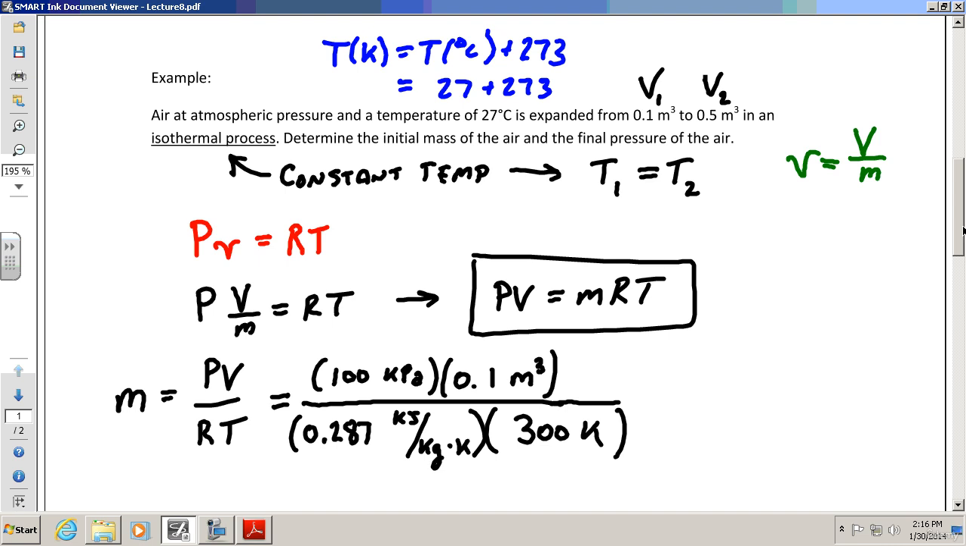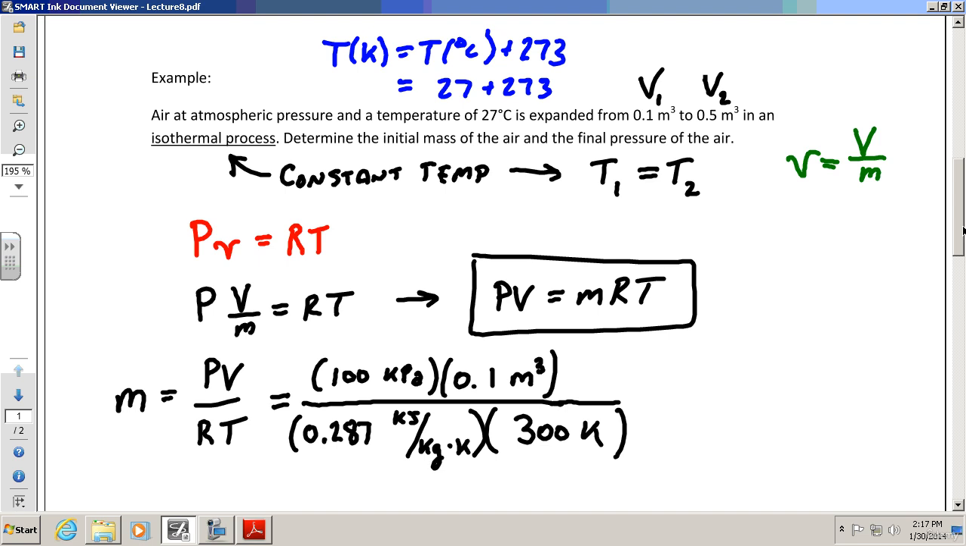Why do I have to put this in Kelvin? Why can't I just plug in 27 degrees Celsius here? Because of this here, certainly, and anytime I'm going to be dividing by a temperature or multiplying by a temperature, it's going to have to be absolute.